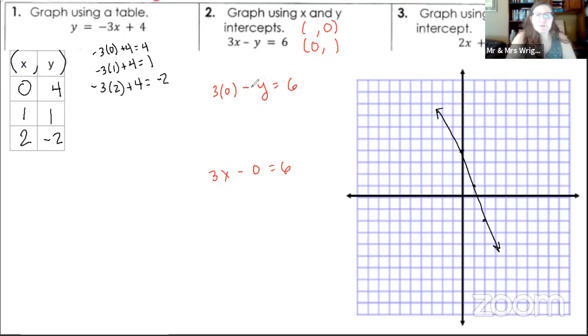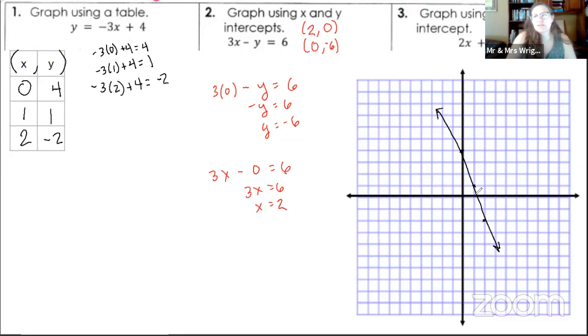So we're looking for the Y when we're finding the Y intercept. So 3 times 0 is 0 minus Y equals 6. So that's just minus Y equals 6. And then to undo that negative, I have to switch the sign of both sides. So it's going to be Y equals -6. So if my Y is -6, that's going to go right there. And then 3x minus 0 equals 6. Well, that's just going to end up being 3x equals 6. Divide by 3 on both sides, x equals 2. So I'm going to put a 2 here.